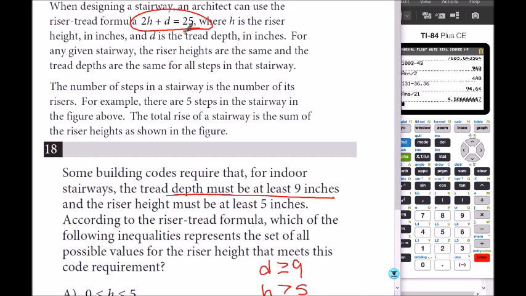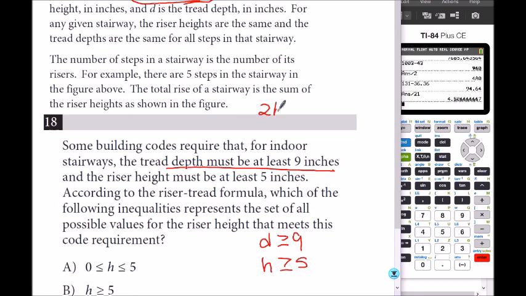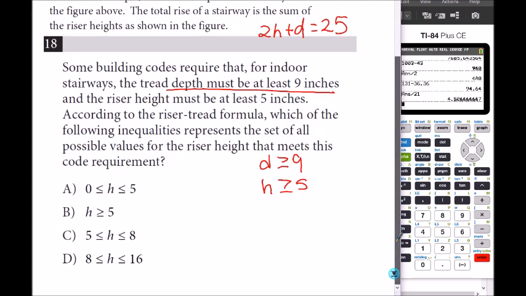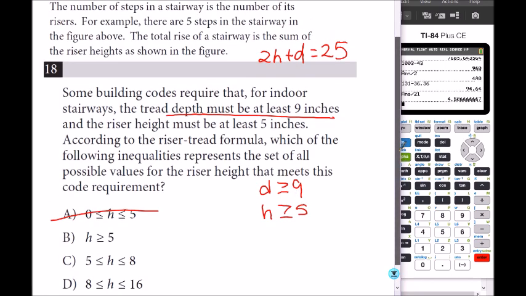Let's plug in D first. So it is 2H plus D equals 25, right? And here it says height must be greater than or equal to 5. So let's see if there's anything that we can get rid of. So height is less than 5? No, it can't be. Greater than 5. So all three satisfy this, right? So now we just have to check D.